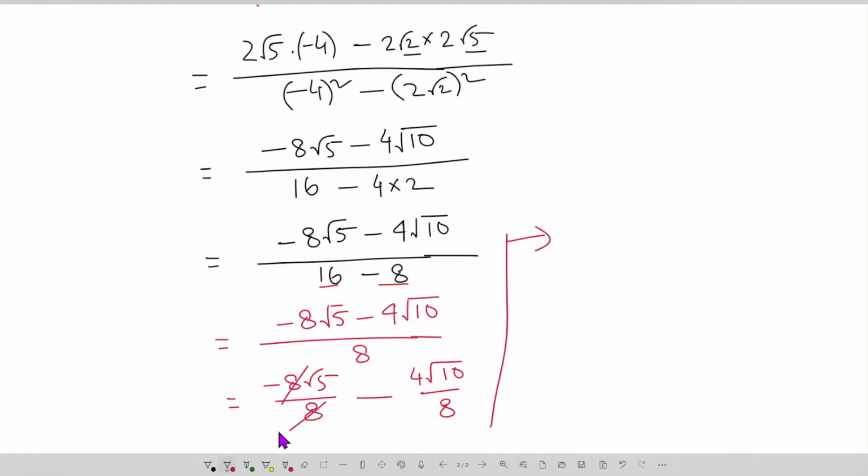Okay, now this 8 and this 8 we can cancel out. So here is minus root 5, then minus 8 divided by 4 is 2, so we can write minus root 10 by 2. This is our answer.